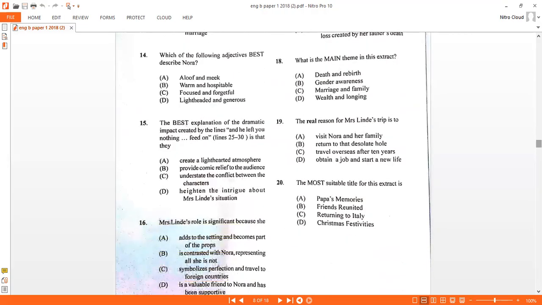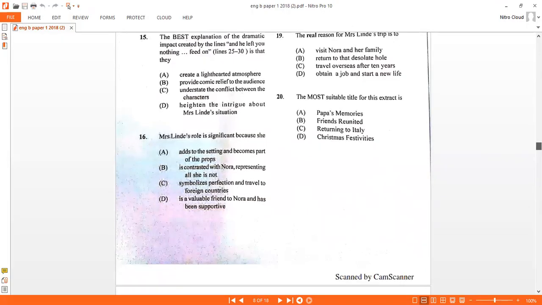Let's go to number 14. Which of the following adjectives best describe Nora? Now, this is a good one. It says aloof and meek, warm and hospitable, focused and forgetful, light-headed and generous. This one is also one of those easy options, although the question says best describe. When we think of all the options given, we would have to select letter B for the answer because we saw her being warm and we saw her being hospitable to her dear friend. So let's jump into number 15. We don't even have to linger on number 14.